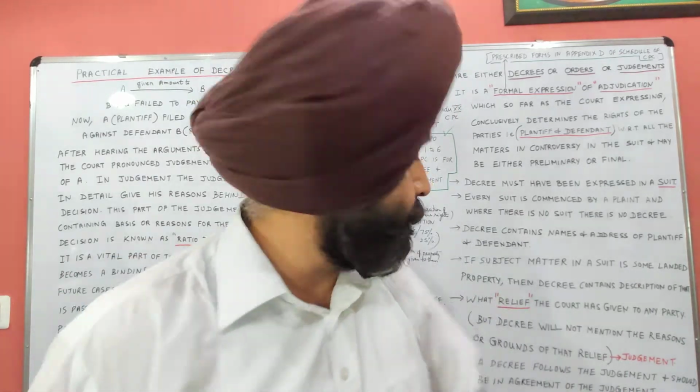A judgment cannot be changed. That's a different matter. A person can file an appeal against the judgment. That's a different matter. But a decree should be similar to the judgment. If there is any discrepancy between the decree and the judgment, the decree should go, and a new decree has to be made according to the judgment.